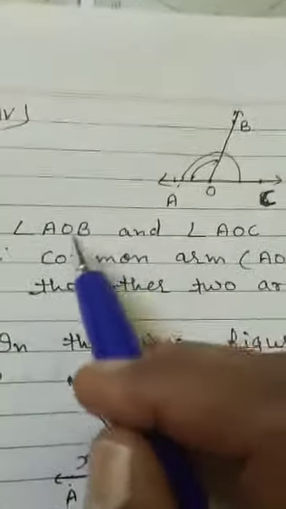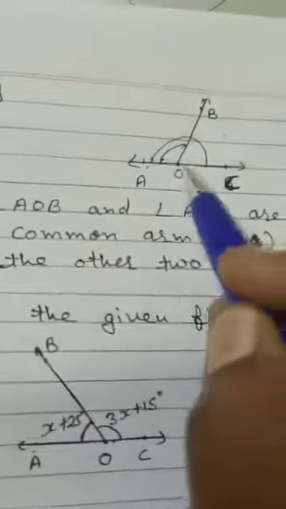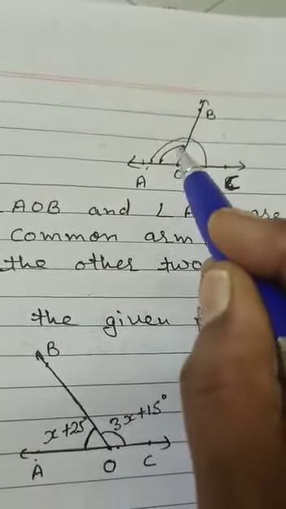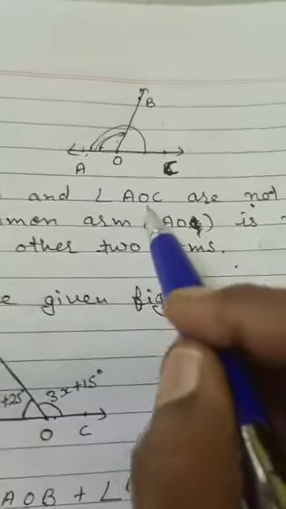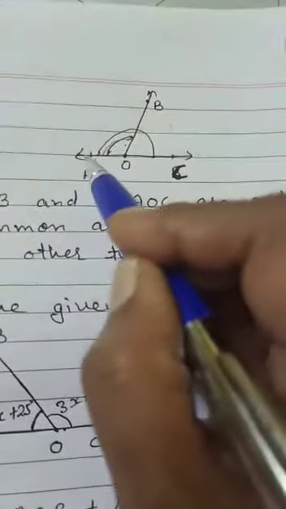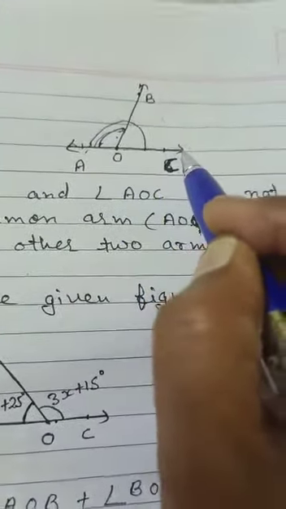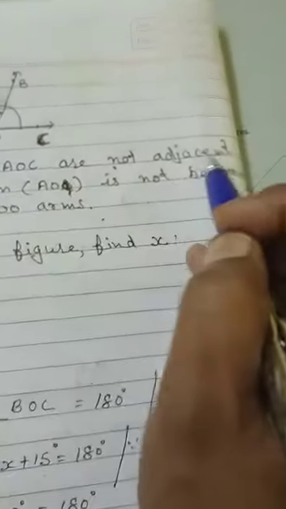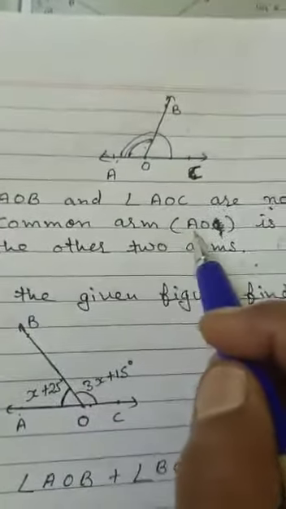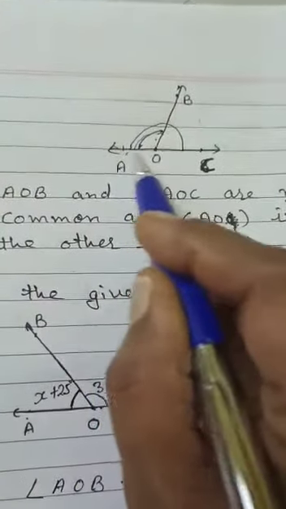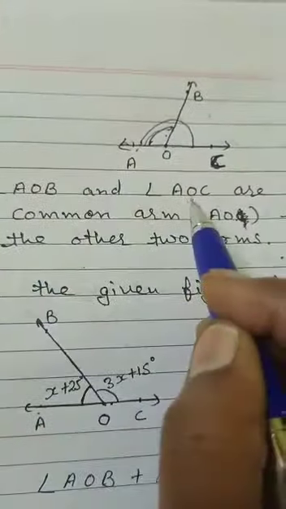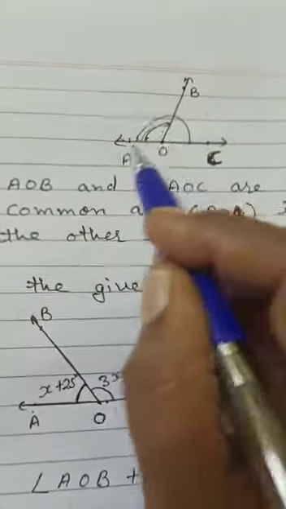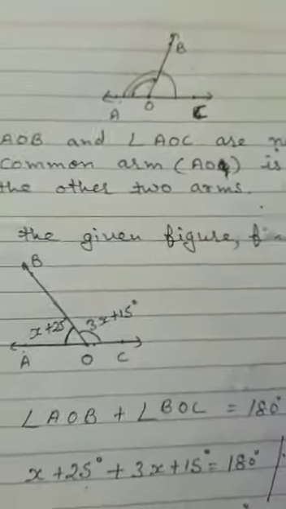Angle AOB and angle AOC, this straight angle, are not adjacent angles because in both angles the common arm AO does not lie between the other two arms. Now question number 2, see in your book.